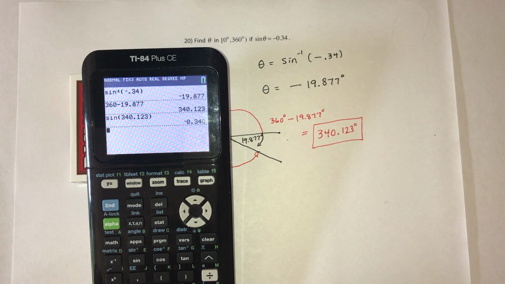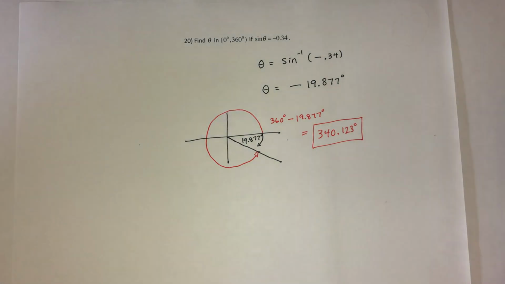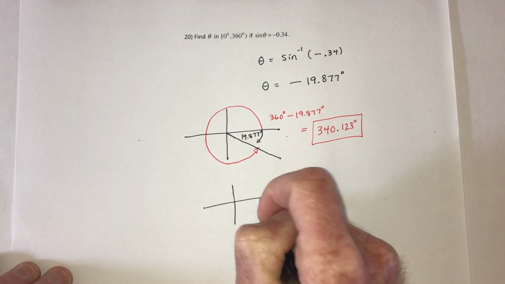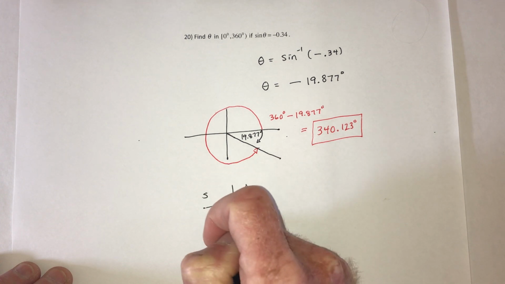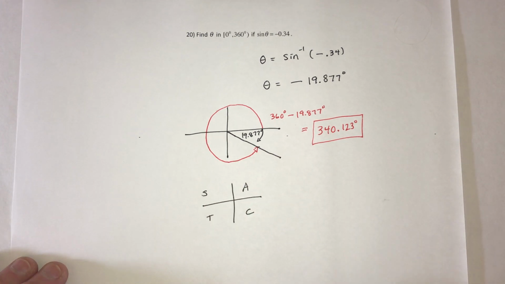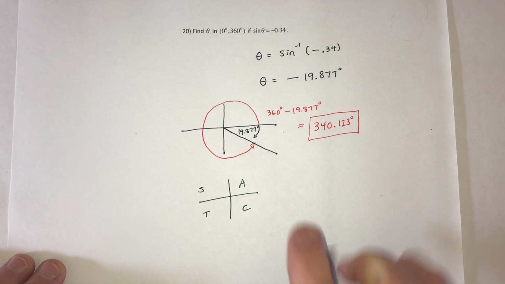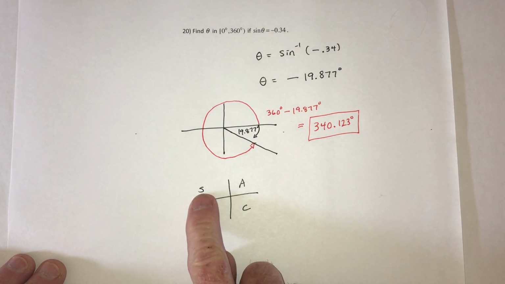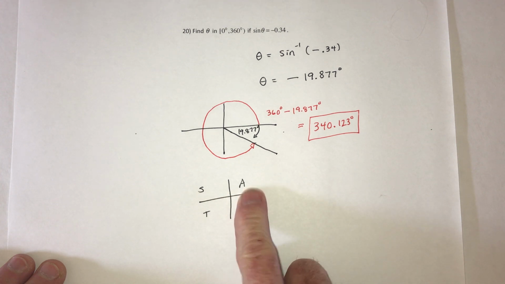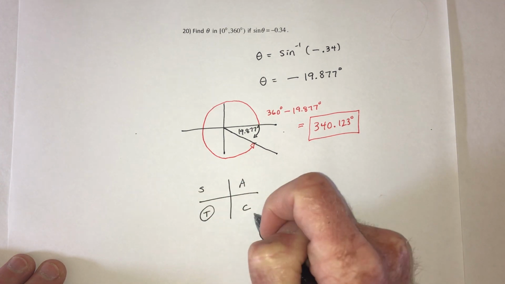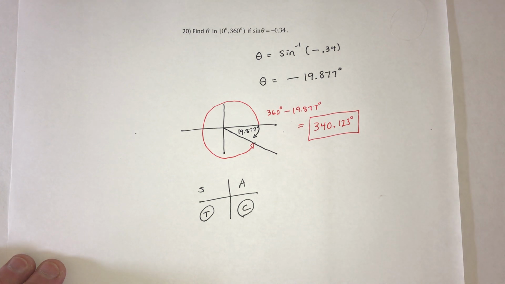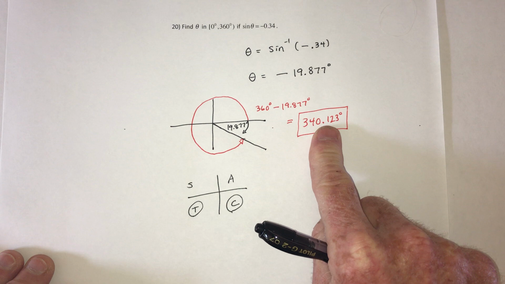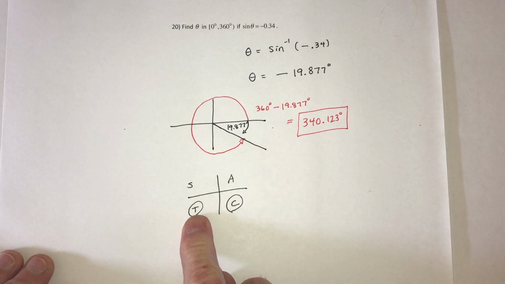But wait, don't leave yet, because there's another answer. So you remember this guy? A smart trig class, which tells you when the functions are positive. Well, this one is saying sine equals a negative. Sine is positive here, and it's also positive here. So it's negative here, and it's also negative here, which means that there are two solutions. One in the fourth quadrant, which we just got, and one in the third quadrant.